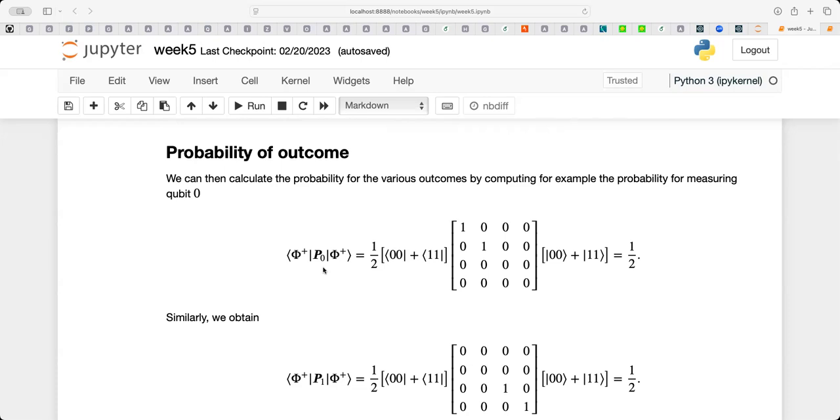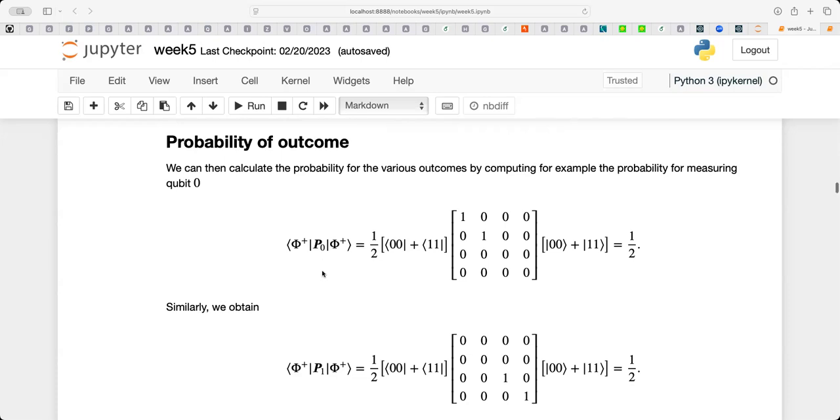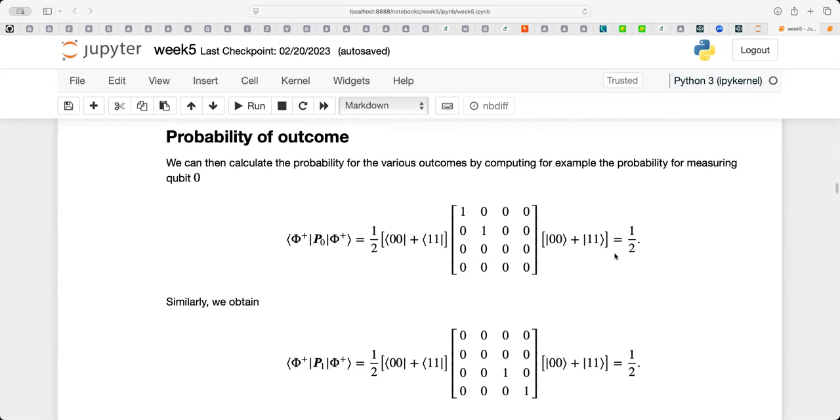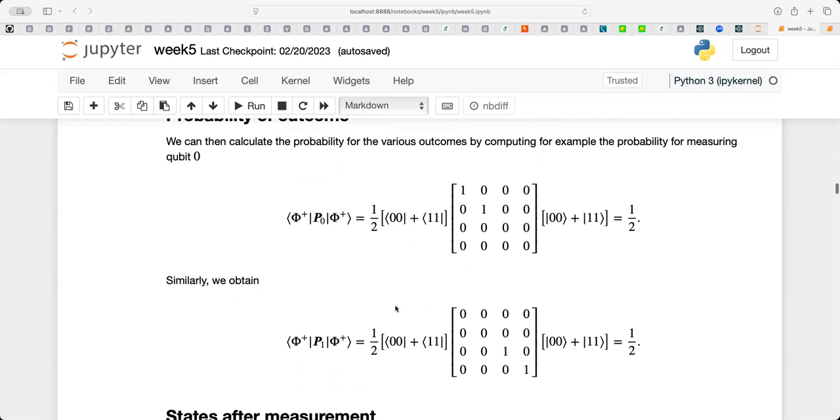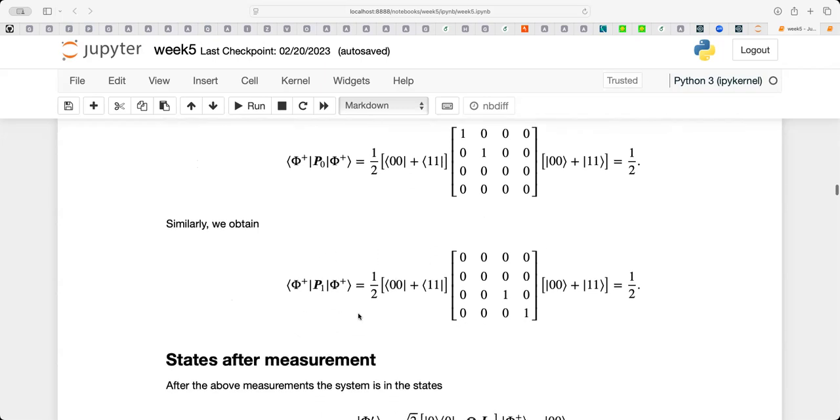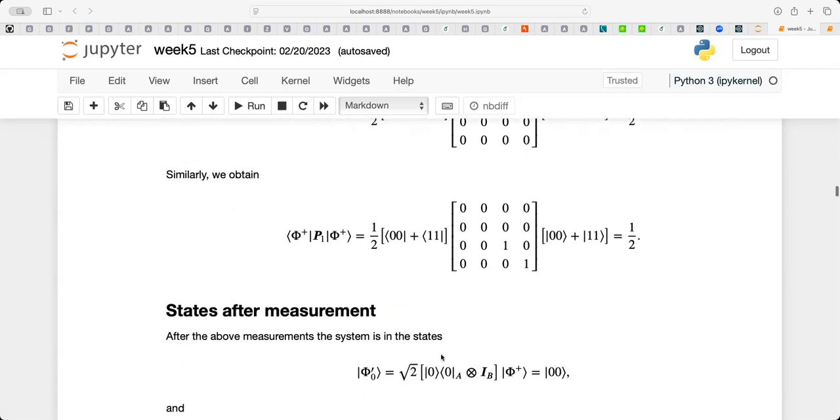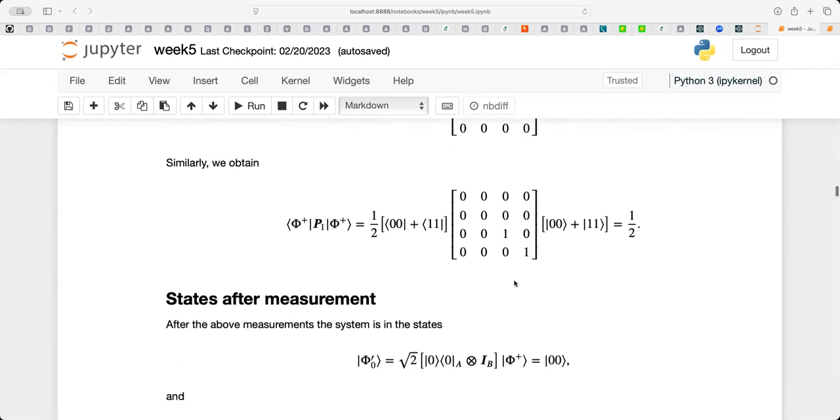So keep in mind, this measures a qubit in system A, and I'm projecting out qubit 0. That gives me a factor of a half. And similarly, if I take the other one, it shouldn't come as a surprise that I get a factor of a half. So after measurement, my state is given by this normalization constant times the qubit 0 here. This is the final state where we have performed a measurement of qubit 0 in system A, multiplied with the identity matrix for system B, and multiplied with the original state.